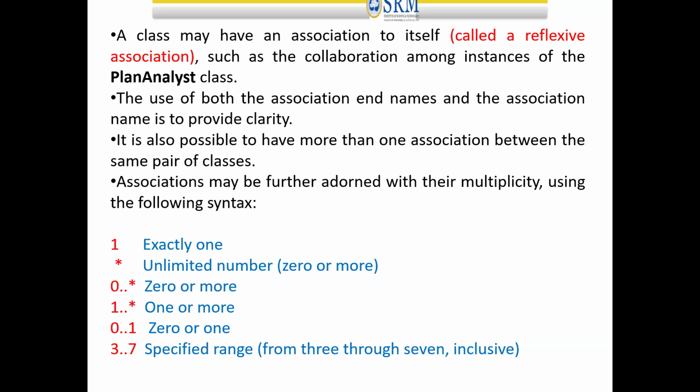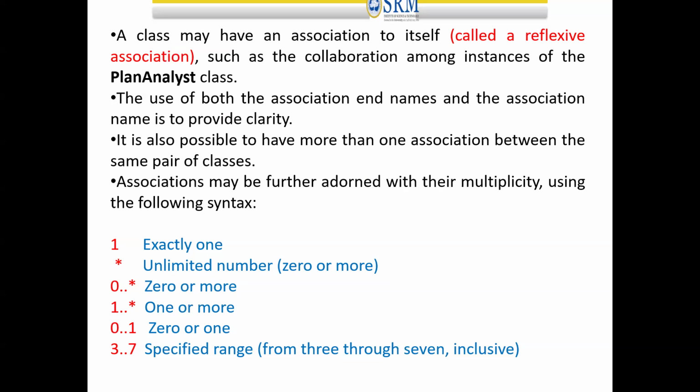Associations may be further adorned with multiplicity using the following syntax: exactly one, unlimited number (0 or more), 1 or more, 0 or 1, and a specific range from 3 through 7, inclusive. Unlimited means 0 or more.